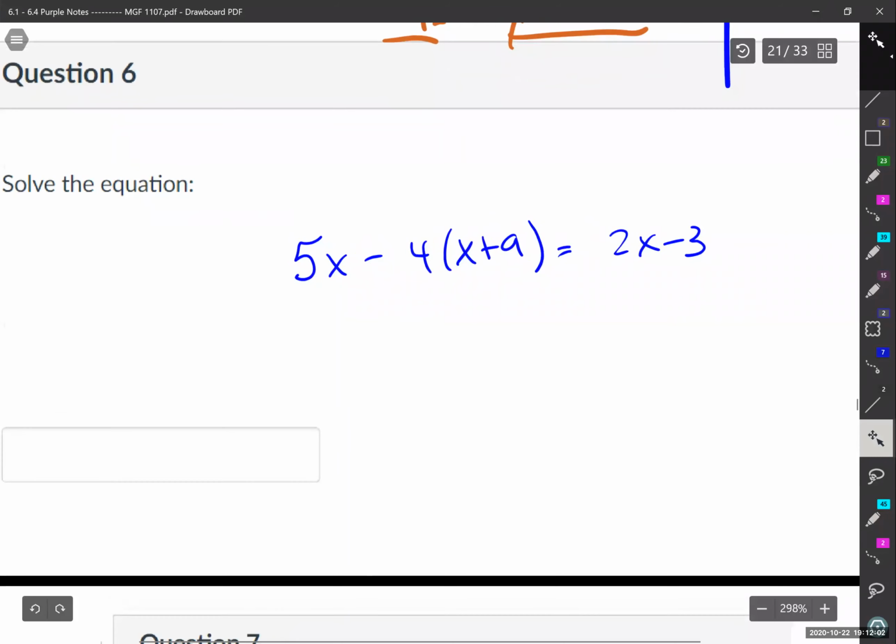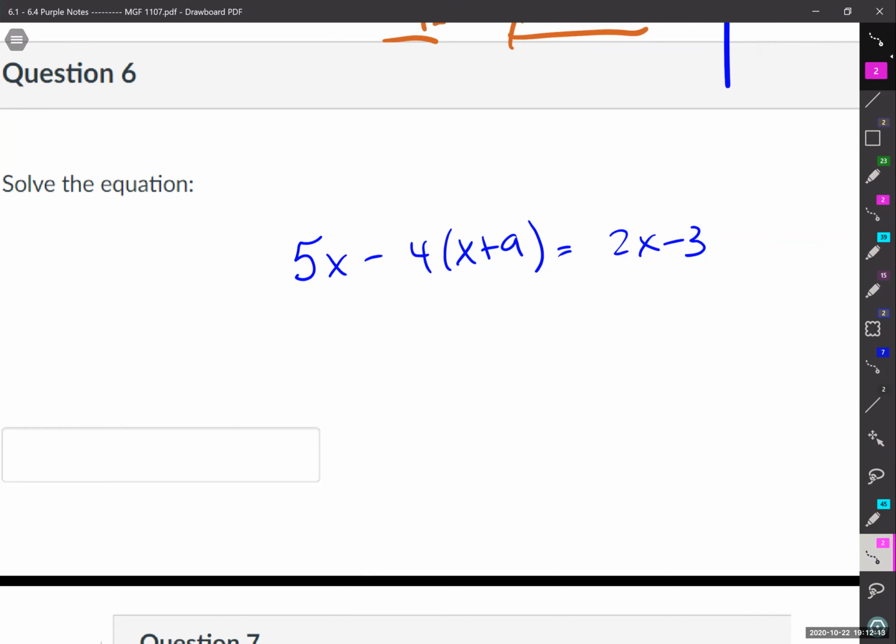Now our last one, as I look over it from left to right, I'm going to be a bit more cautious because I notice I have 3 different x's on different sides of the expression, and also this term would need to be distributed before I can really solve. So give everybody a minute to work on that.